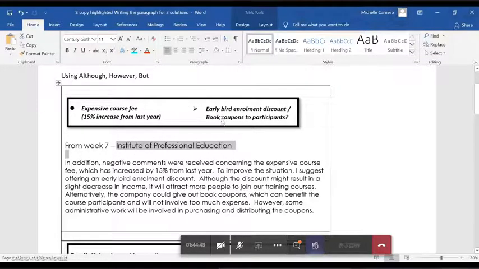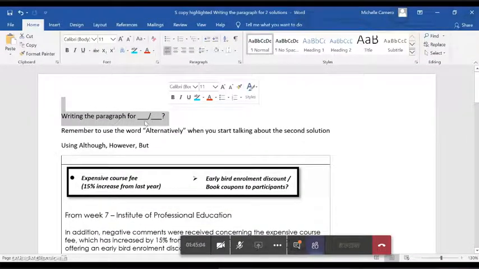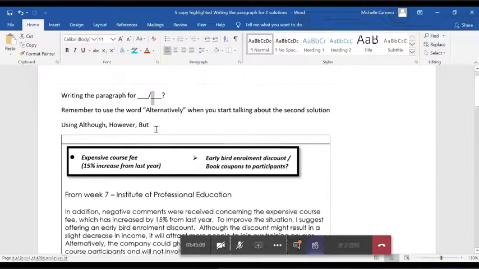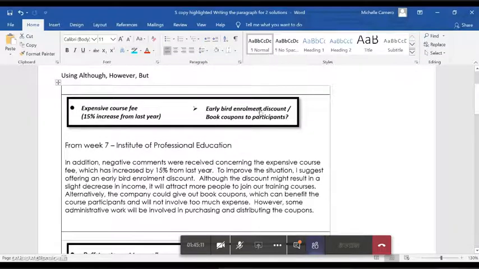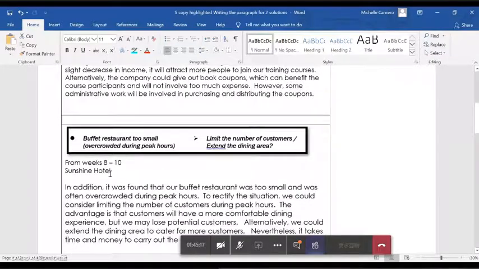So remember, we're talking about right here, early bird enrollment discount. That's the solution 1. We've got the full stop and then the question marks. Now we have solution 2, book coupons to participants. So remember, I'm focusing on all the paragraphs where you have the slash and the question mark because you have 2 solutions. Solution 1 right here and solution 2 right here. Okay, so early bird enrollment discount is solution 1, book coupons to participants is solution 2. That's the first one. Then Sunshine Hotel, we just talked about that a few minutes ago.